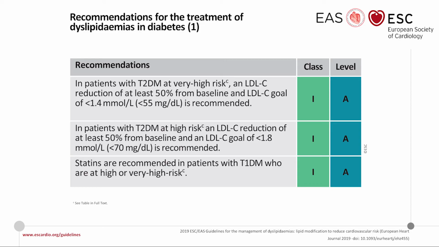In patients with type 2 diabetes at very high risk, an LDL reduction of at least 50% from baseline should be achieved, and also to reach a target of 1.4 millimoles per liter. In patients with type 2 diabetes at high risk, an LDL reduction of at least 50% from baseline and an LDL goal of 1.8 millimoles per liter is recommended.